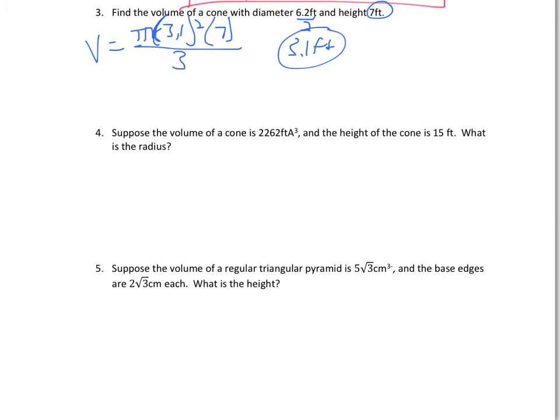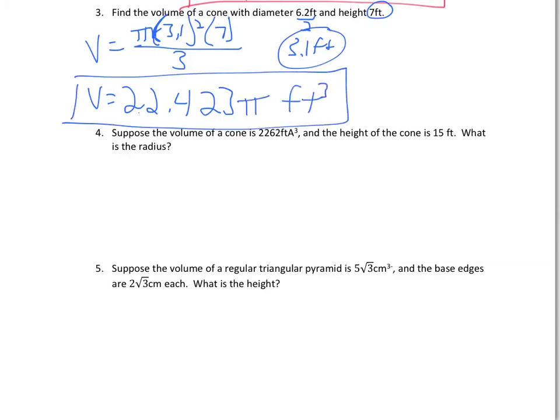So we could just do 3.1 squared times 7 divided by 3. Leave the pi off for now. Convert it to a fraction. It's really big, so let's just round. We've got volume is 24, or 22. That's not right. 22.423 pi cubic feet.